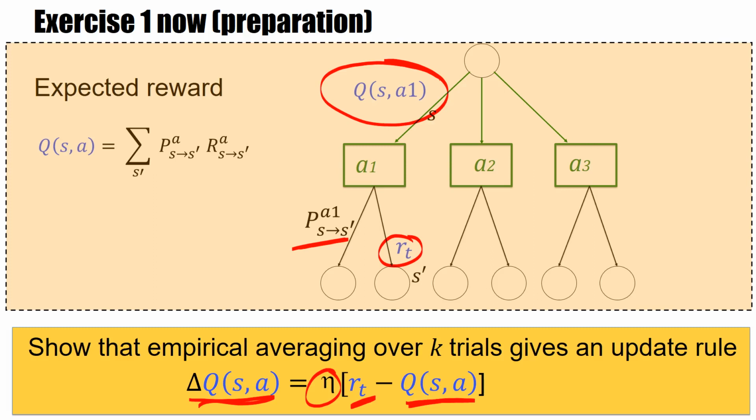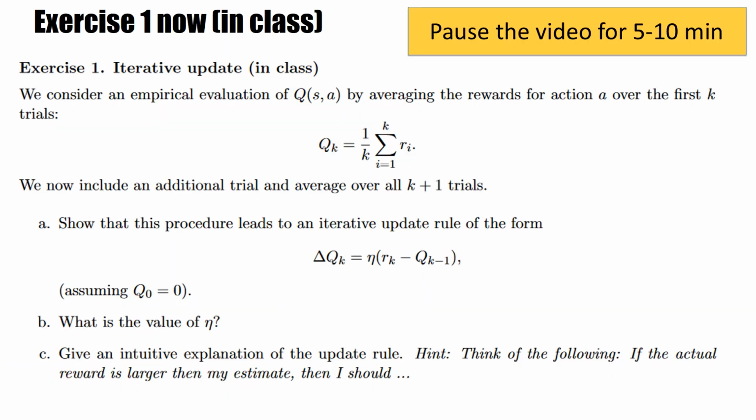And what I want you to do now is a naive empirical averaging. You average over K trials, K trials where you have played the same action A1. And then you ask, I have my mean out of these K trials. What happens if I play one additional trial? So pause the video now for 5 to 10 minutes and go through this.